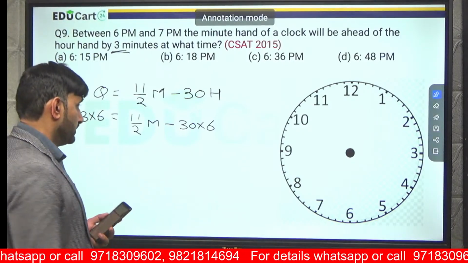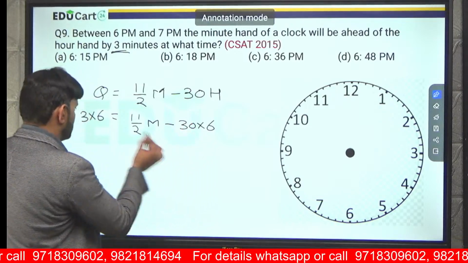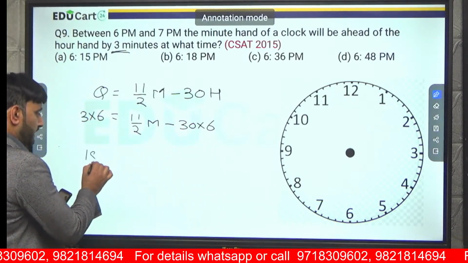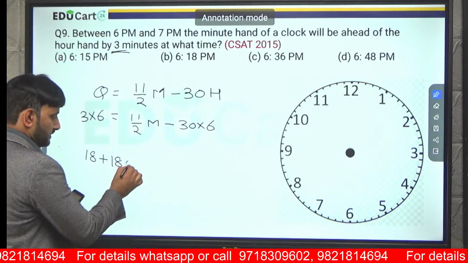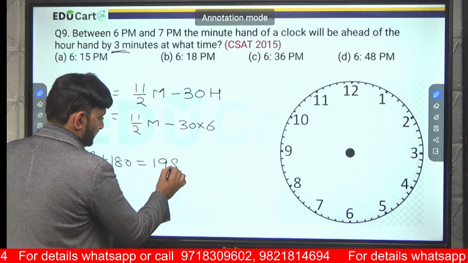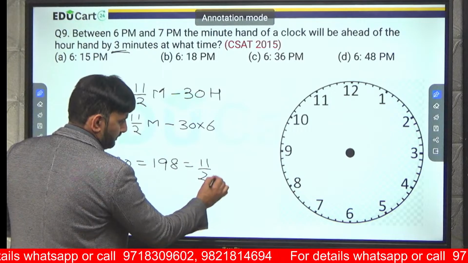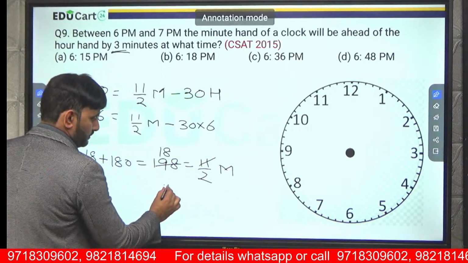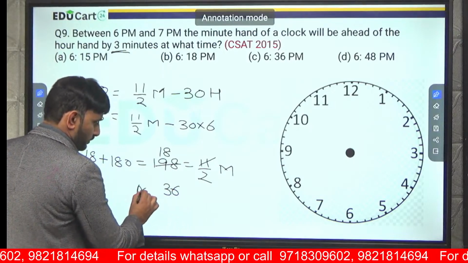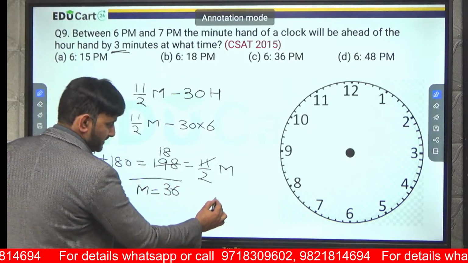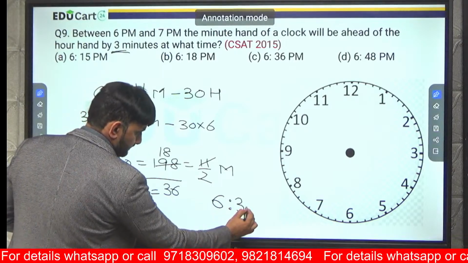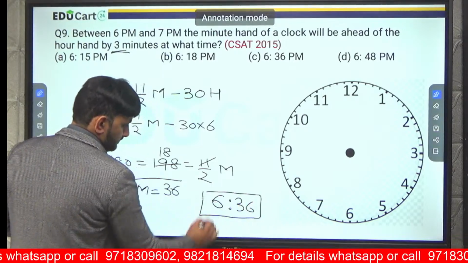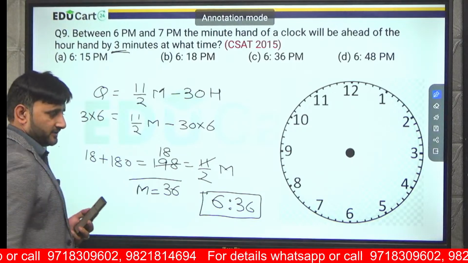6:36. Very good. This is minus 180. Minus 180 will be added here. So 18 plus 180 is 198, equal to 11 by 2M. You can cancel by 11. 18 remains. 18 into 2 is 36. So the minutes value will be 36. So the answer is 6:36.